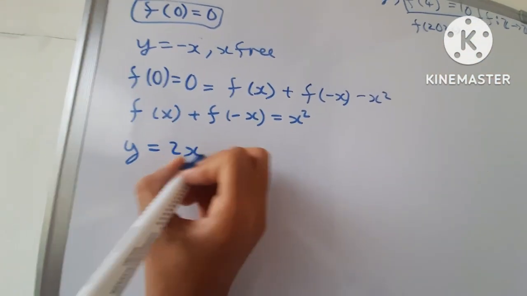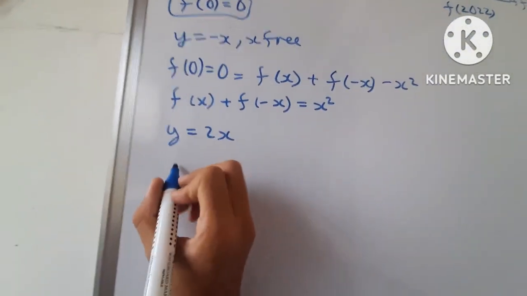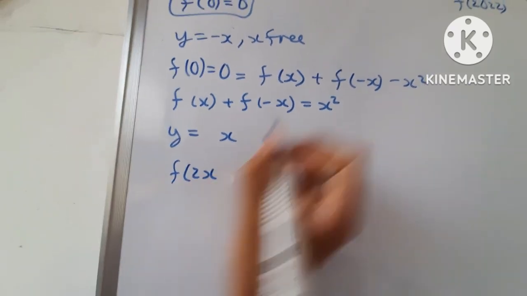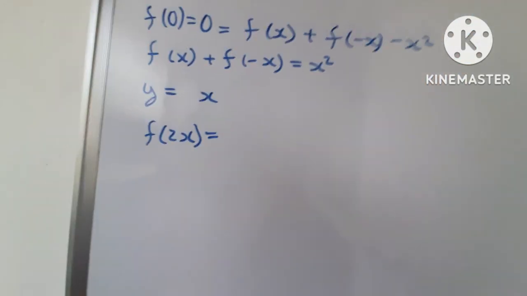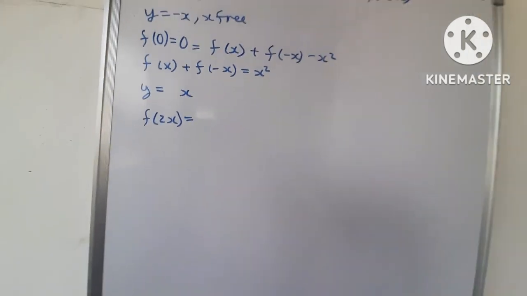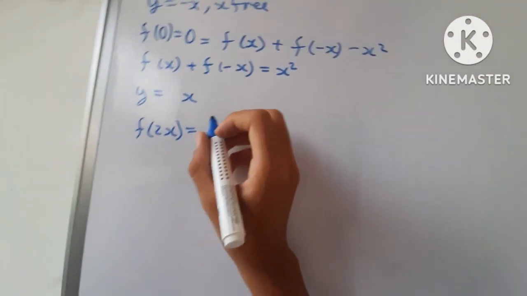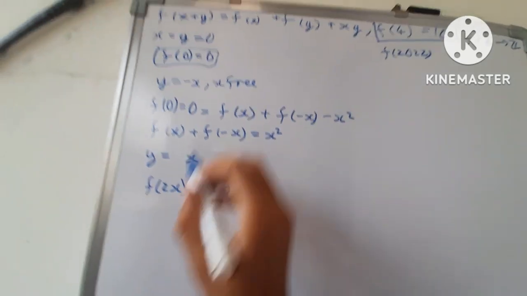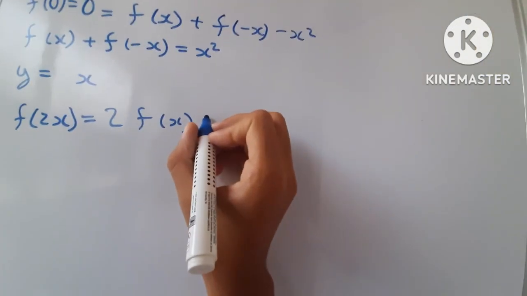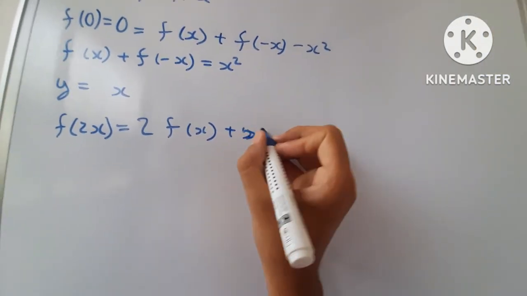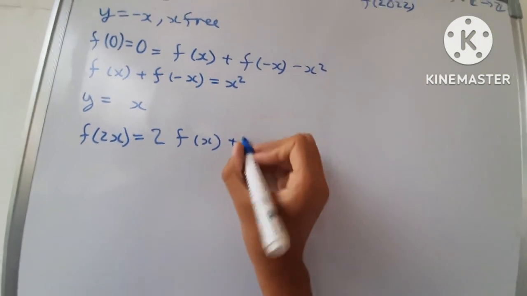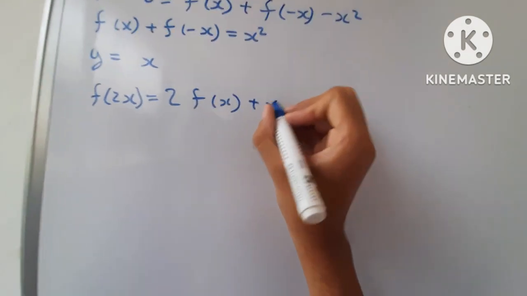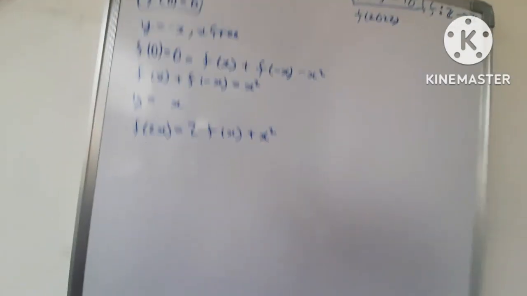y is equal to x, into the original equation it goes. So we get f of 2x, right? x plus x is 2x, by the definition of multiplication. If you have two apples, then you have two apples. So that becomes 2f of x, because y is equal to x, so f of y is equal to f of x, plus xy, but x is equal to y, so that's going to be x squared.